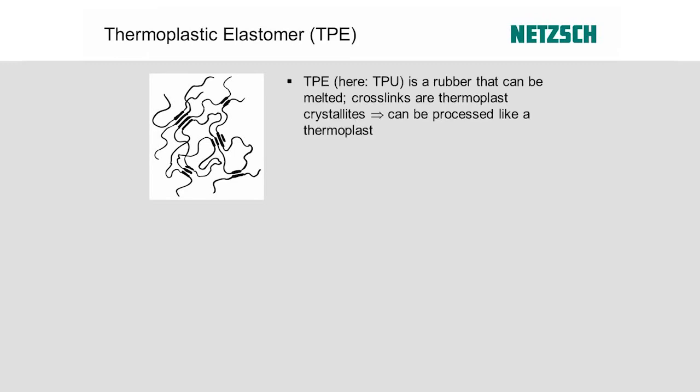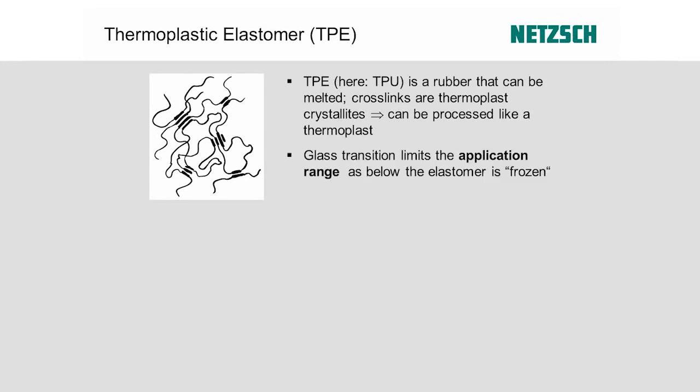So what is that? A thermoplastic elastomer, in this case a thermoplastic polyurethane, is a rubber that can be melted, in short words. The idea is that the crosslinks that form the rubber are actually thermoplast crystallites that you can just melt, and by that you have an elastomer that you can process like a thermoplast through injection molding and extrusion and so on.